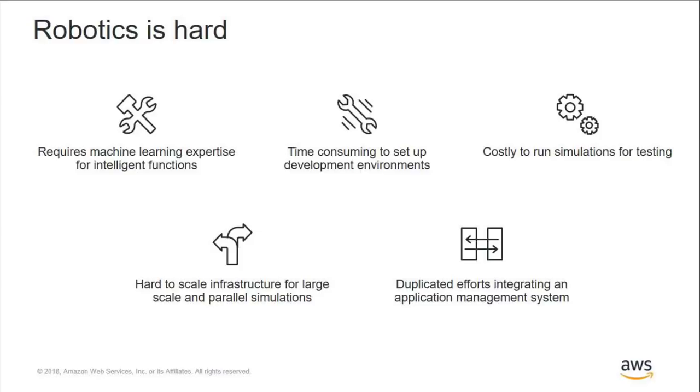Now, a pattern we've seen as we spoke to these customers who are trying to build robotics applications is that it's pretty hard to build a robotics application today. To build any intelligent or powerful functionality, you need a lot of expertise and skills in machine learning. It is very time-consuming and costly to set up a development environment and to run simulations for testing purposes, and it's even harder to scale the infrastructure for running large-scale and parallel simulations for testing. Also, there's duplicated effort involved when you want to deploy the application onto the robotic hardware.